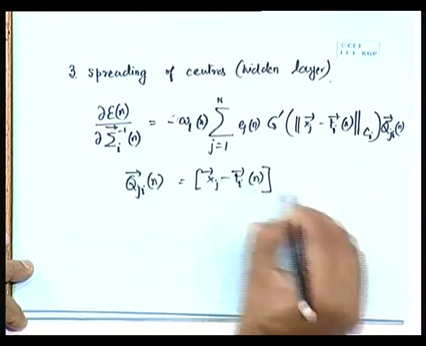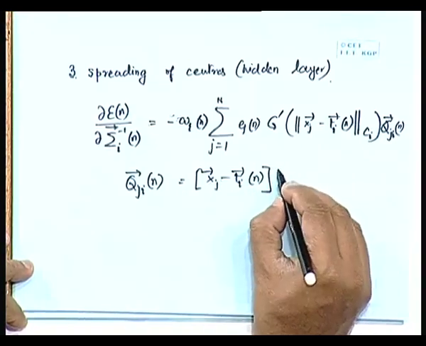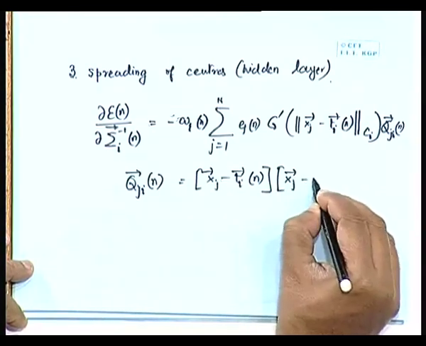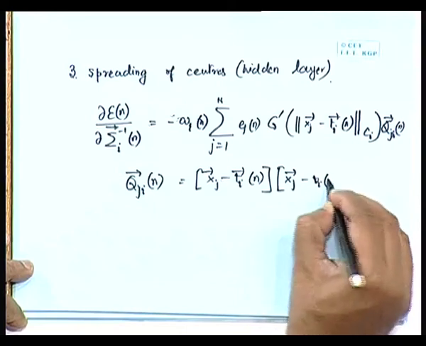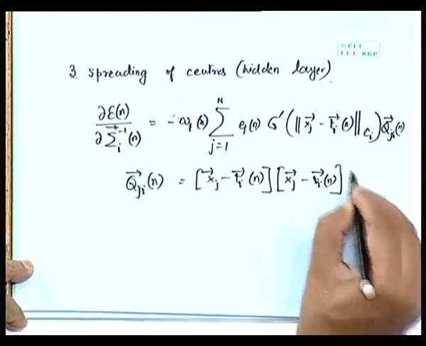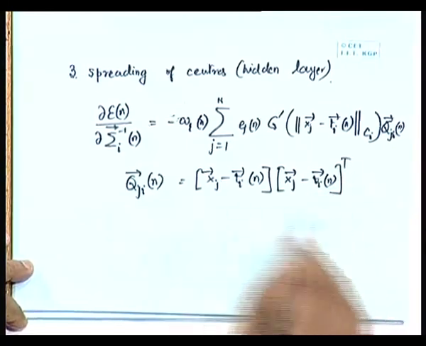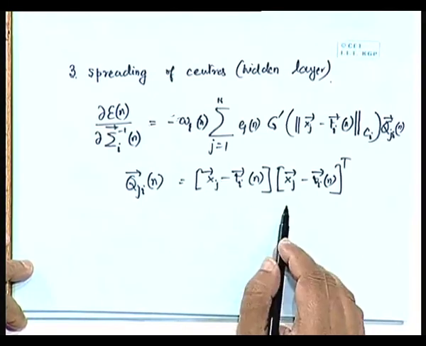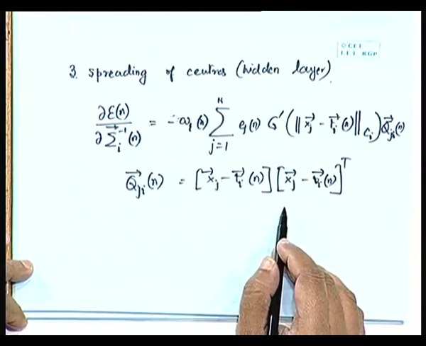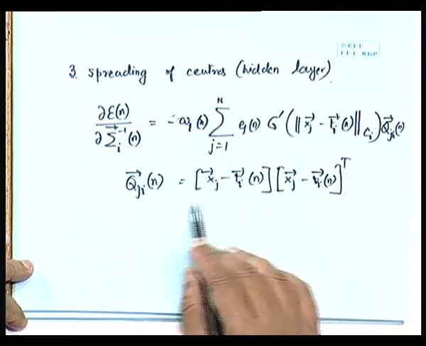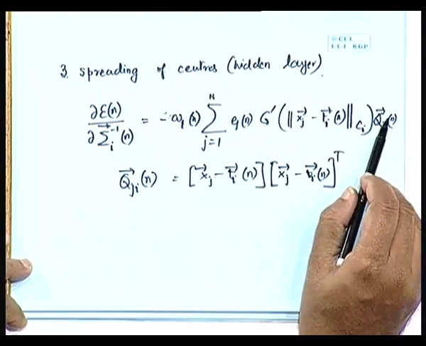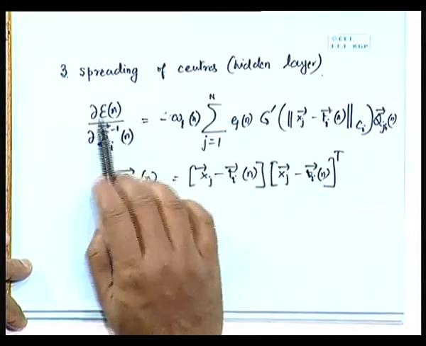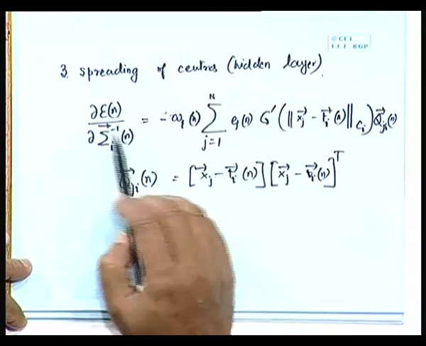Because it is an outer product, what we have to do is take x j minus T I n and then x j minus T I n transpose. If you multiply this with the transpose, you will get the outer product of x j minus T I n with itself. That is the composition of this Q I j n matrix, which we will be requiring in the computation of the derivative.